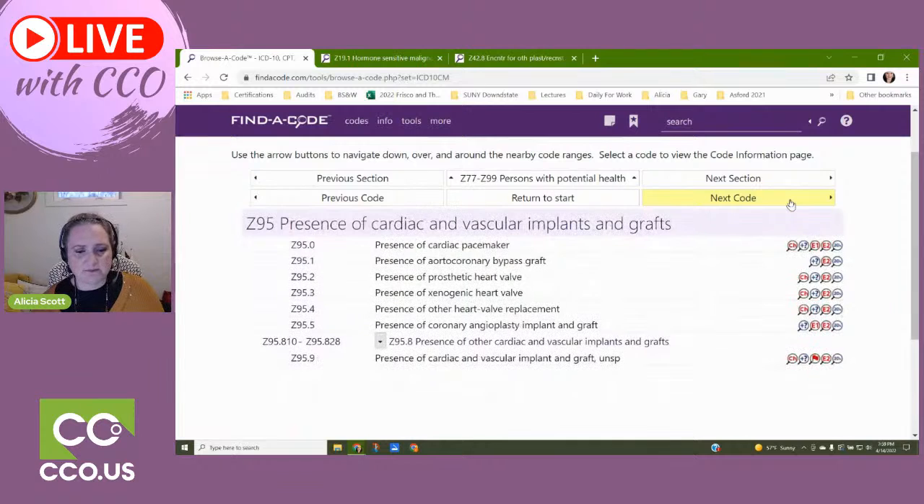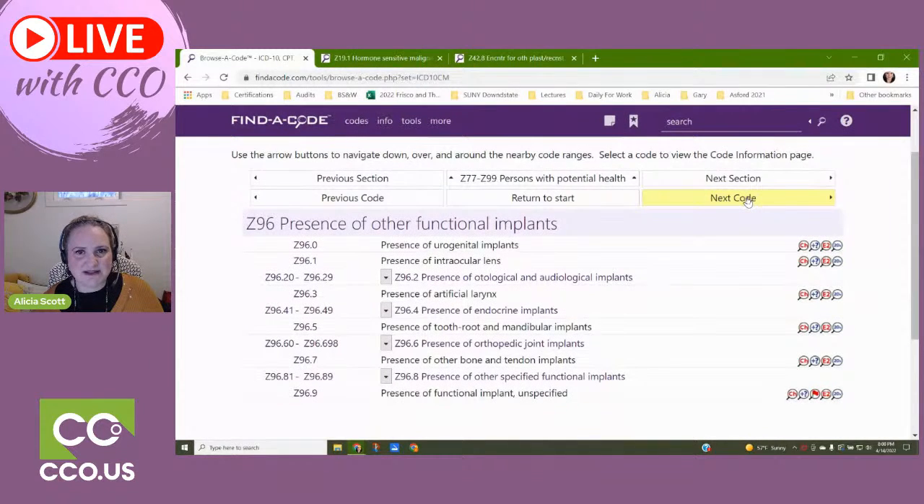So all that's pertinent. Presence of a pacemaker. My favorite one that is overlooked is other Z95818, I think, or 811. Presence of cardiovascular assistive device. It actually risk adjusts. And 95818, I think, is what it is. I always wait to see if that's going to be one that I get to use.